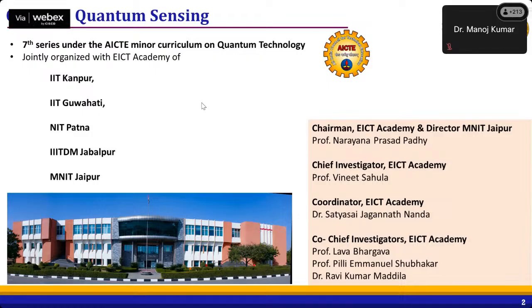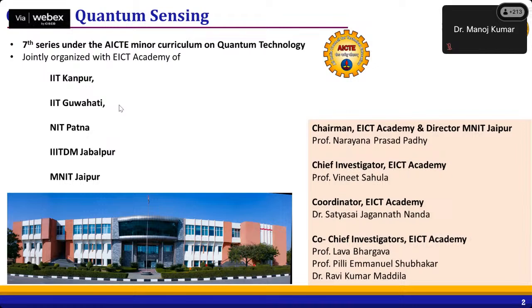For that, in India, especially from AICTE and MNIT and others, through the National Quantum Mission, many initiatives have been taken to build a large number of manpower, human resources, for the development of the nation through quantum computing.